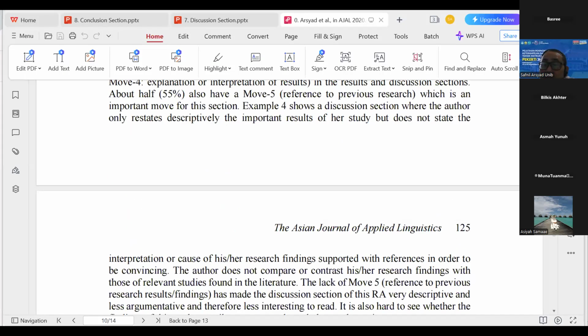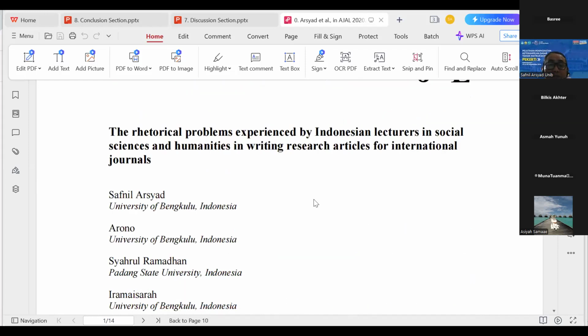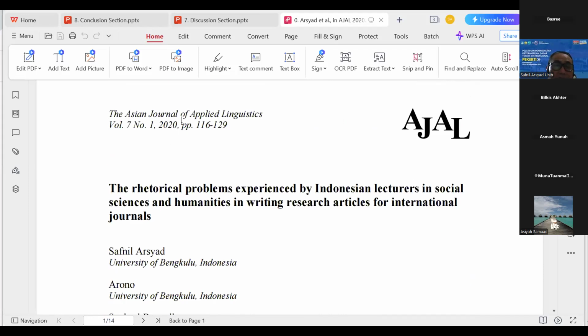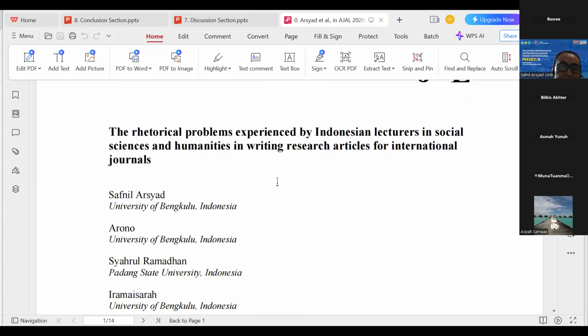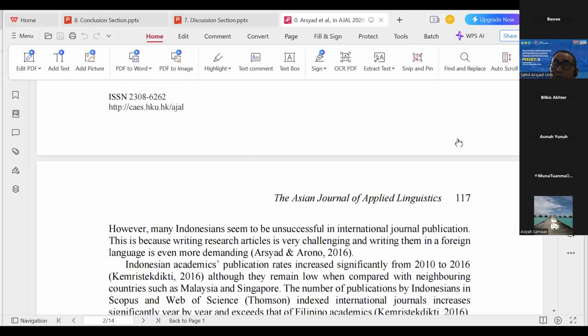This article is titled "The Rhetorical Problems Experienced by Indonesian Lecturers in Social Sciences and Humanities in Writing Research Articles for International Journals." I published this article in the Asian Journal of Applied Linguistics, published by a university in Hong Kong, in 2020.